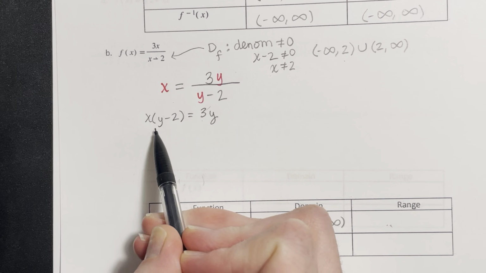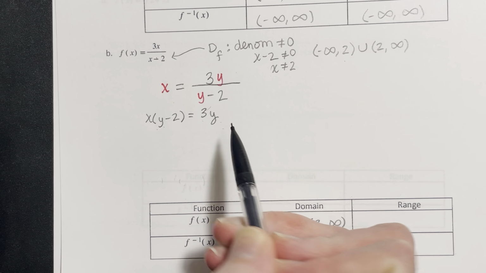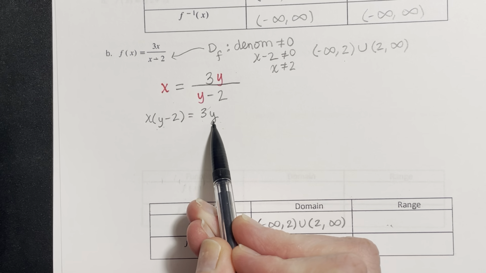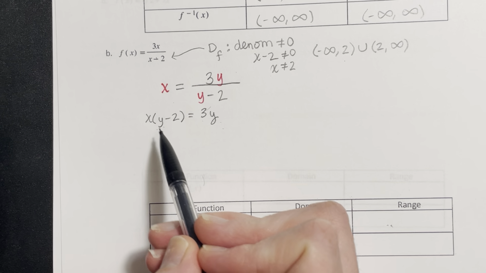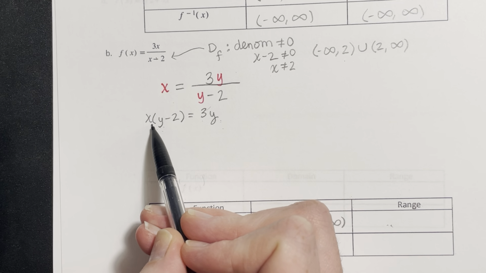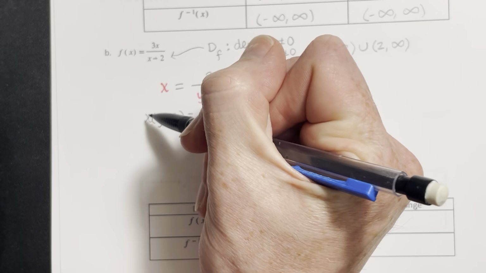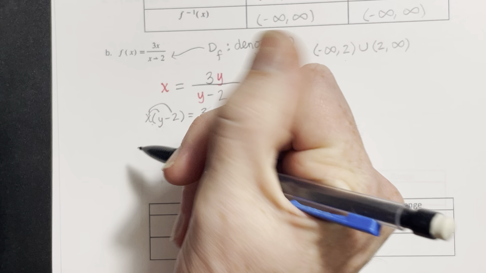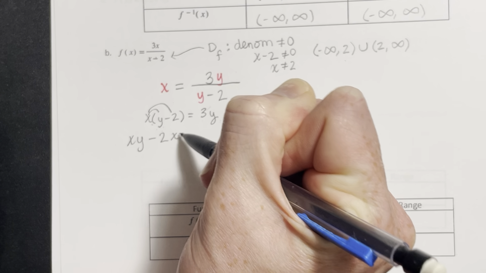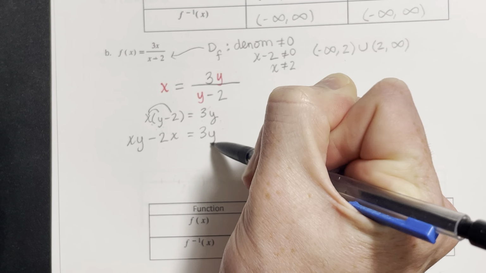If I divided by 3, I would still have y's on both sides. So if we're solving for y, we have to get the y's together. But I can't just subtract y over here to the right side. We have this multiplication going on, so I'm going to need to distribute. This would make this xy minus 2x equals 3y.